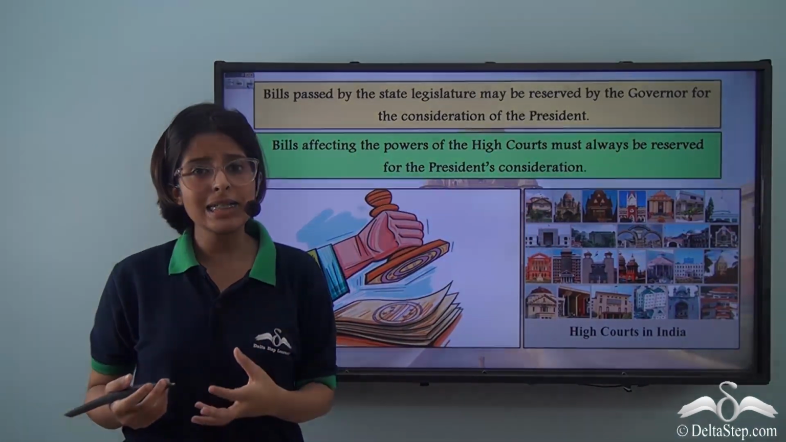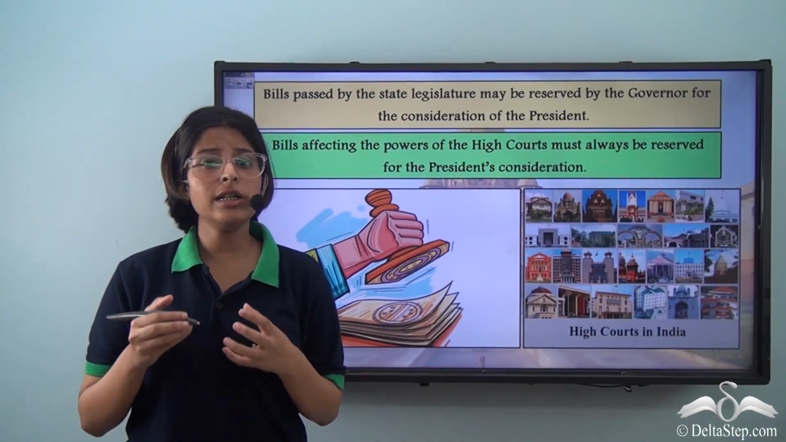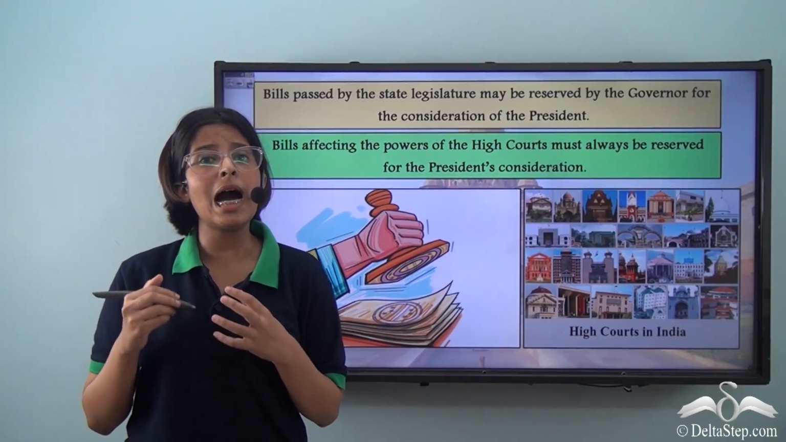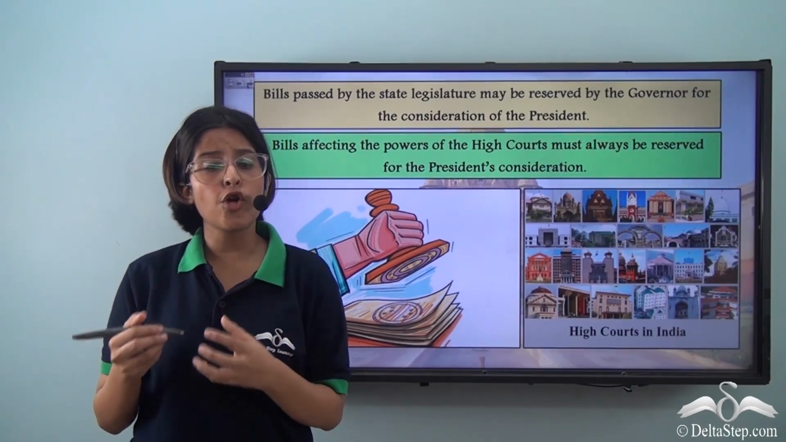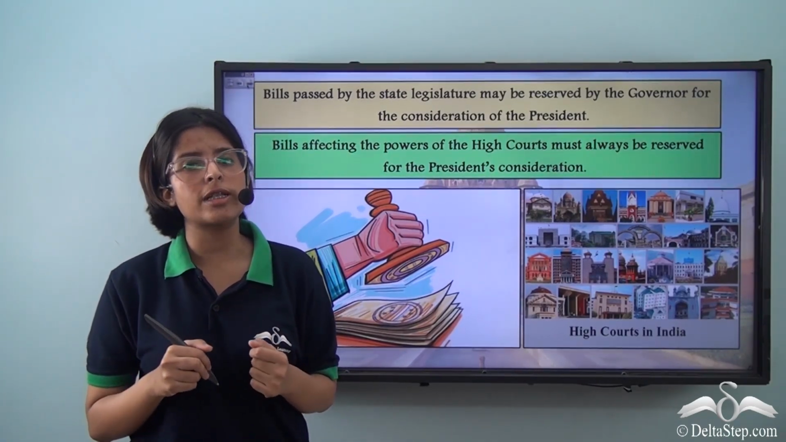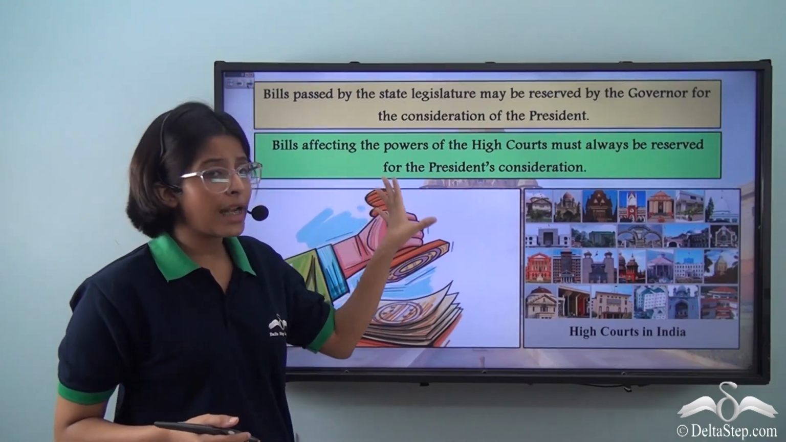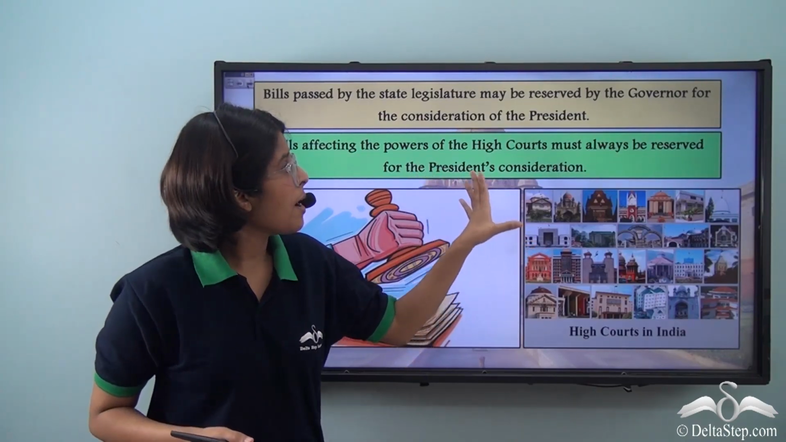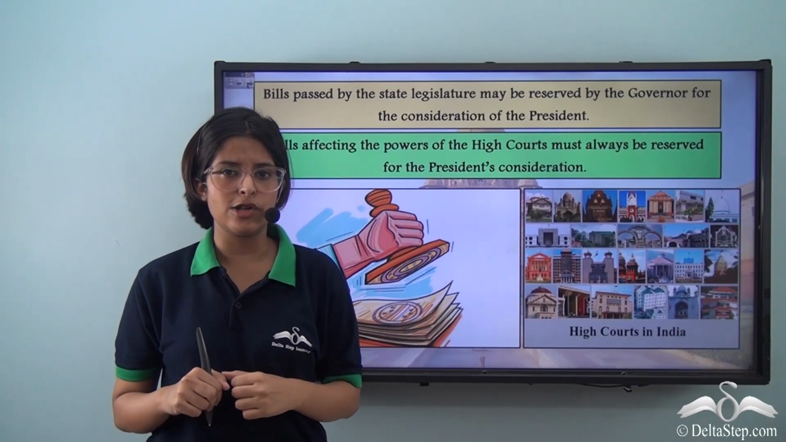Why do you think that is? This is because no state legislature can reduce the power of the highest judicial body in the state, that is the High Court, from what it is mentioned in the Constitution. So, that is why the bills affecting the power of the High Courts must always be reserved for the President's consideration.